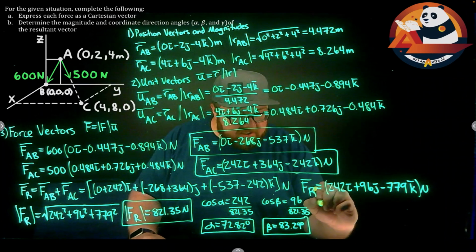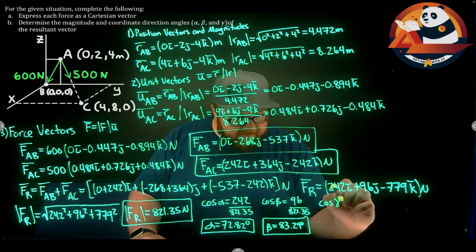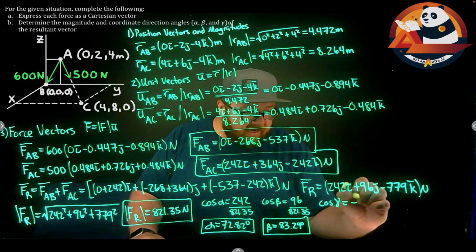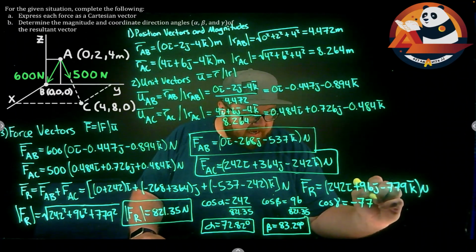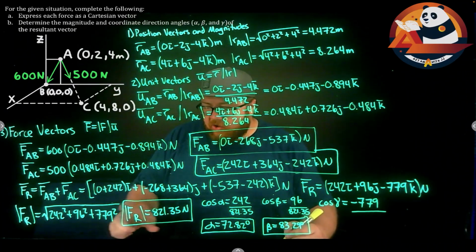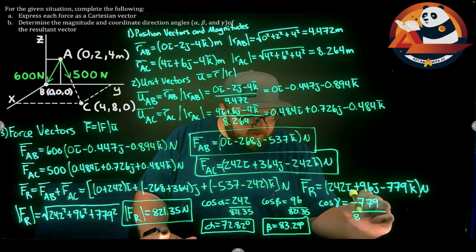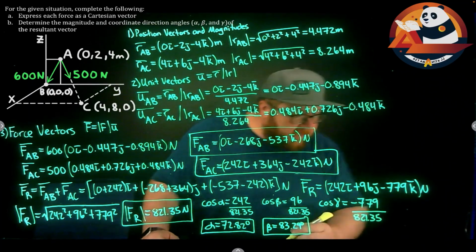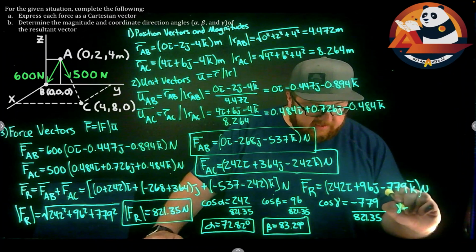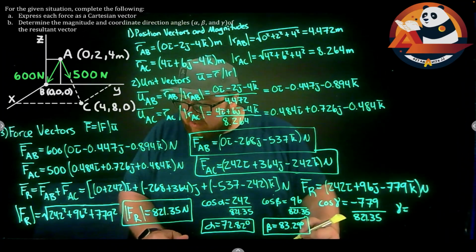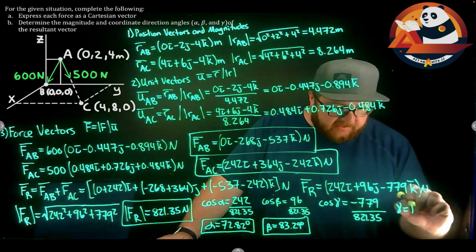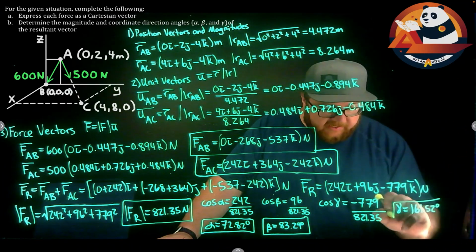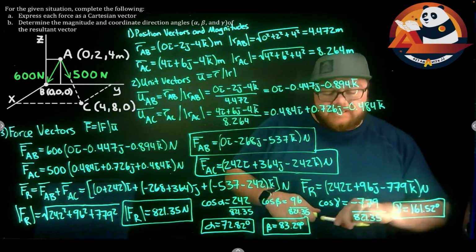And finally, my cosine of gamma should give me my k component. Don't forget to take that negative 779, divided by my total force, 821.35. Gamma is going to work out to be 161.52 degrees, which is our very last answer on this.